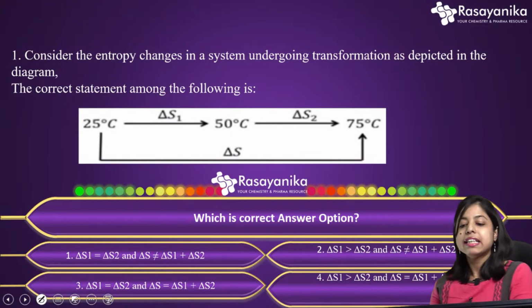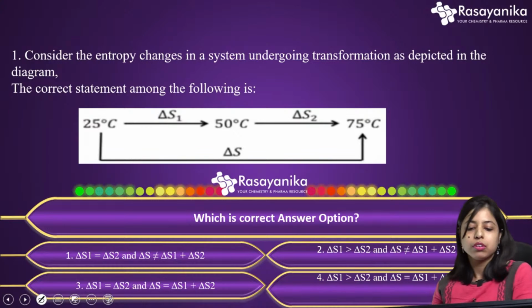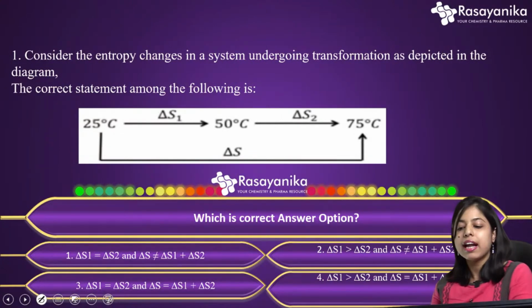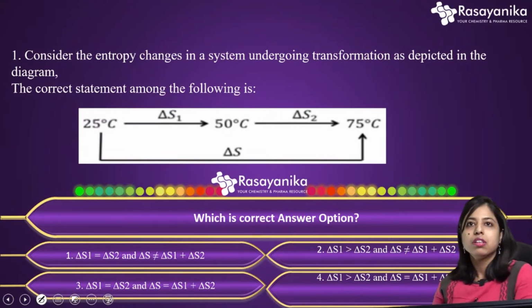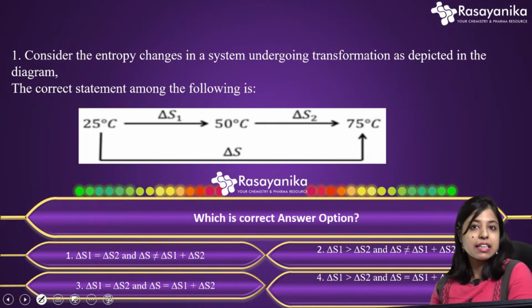Option 2 is delta S1 is greater than delta S2, and delta S, that is total delta S, is not equal to each delta S, that is delta S1 and delta S2. Third option is delta S1 equals delta S2 and delta S total is equal to the summation of delta S1 and delta S2. And the fourth one is delta S1 is greater than delta S2 and the summation of delta S equals delta S1 plus delta S2. Just try to find by yourself which is the correct option. It is a very important question for your upcoming CSIR NET examination.